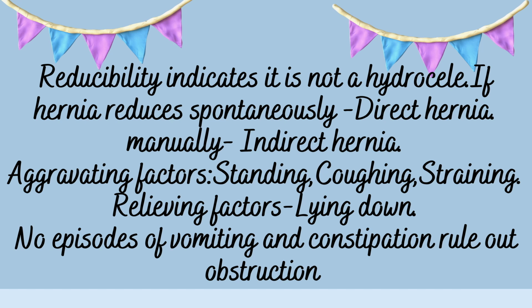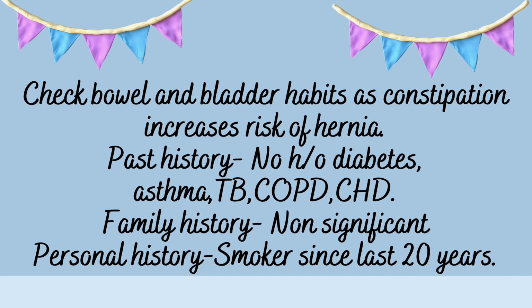Those are standing, coughing, straining, and excessive straining. Relieving factors are lying down, when the person will feel more comfortable. There are no episodes of vomiting or constipation. If the person has constipation and vomiting episodes, that means the hernia is obstructed. So we have to check the history of vomiting and constipation. If bowel and bladder habits are not normal or the person is constipated, that will increase the risk of hernia, because constipation puts pressure on the abdomen.